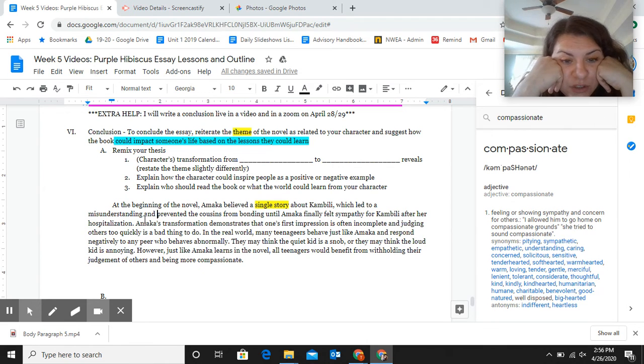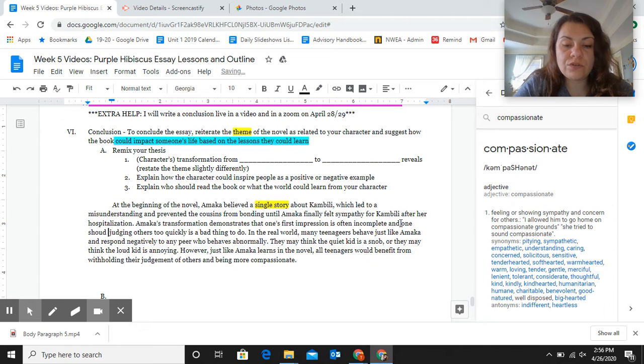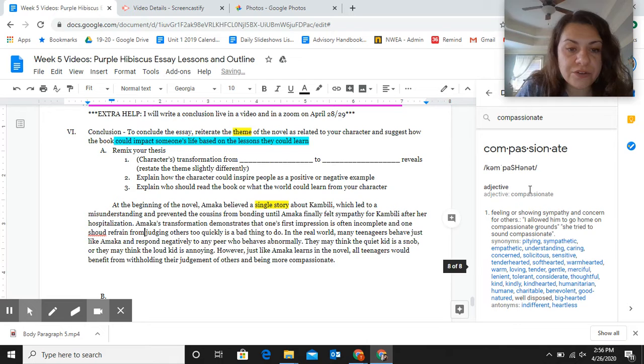Amaka's transformation demonstrates that one's first impression is often incomplete, and judging others too quickly is a bad thing to do. Okay, I remember I was like, that's not what I should say. So now I'm going to fix that. And one should refrain from judging others too quickly.